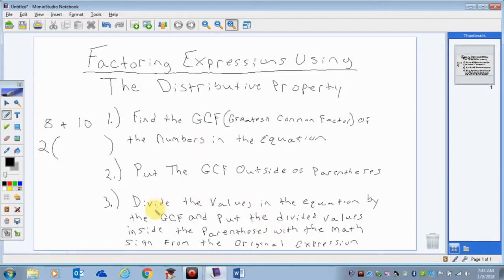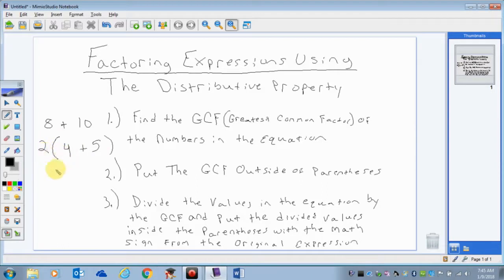Alright, so read that again. Divide the values in the equation by the GCF, so 8 divided by 2 is 4, so put it here, and 10 divided by 2 is 5, and then put the original sign back in there, and the addition sign goes in. So this right here factored down, 8 plus 10 factored down, can be 2 times 4 plus 5, because you're going to multiply everything inside the parentheses by the number outside of it.